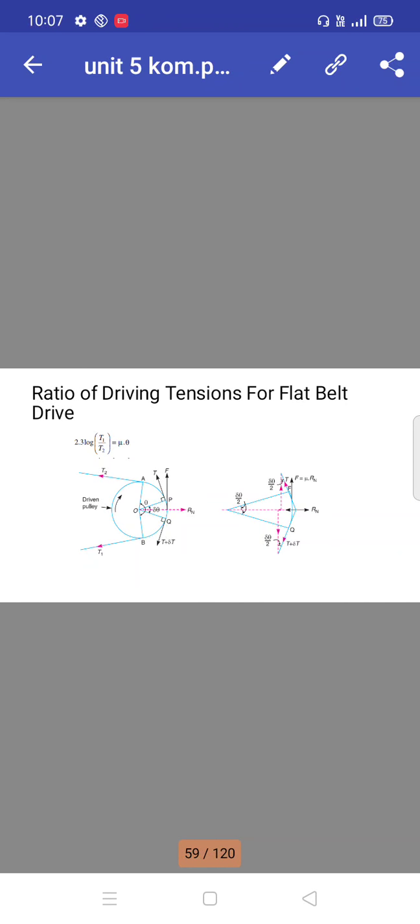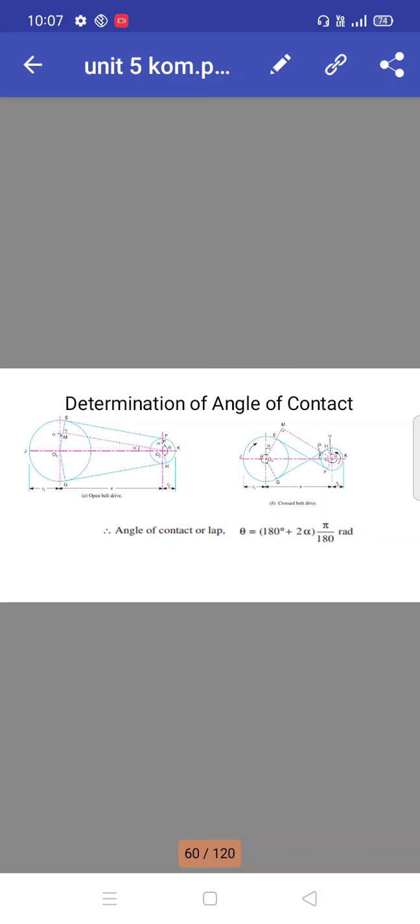The ratio of driving tensions for flat belt drive: 2.3 log T1 by T2 is equal to mu into theta. Determination of angle of contact: theta, which we can call the angle of contact or lap, is equal to (180 degrees plus 2 alpha) pi by 180 radians.